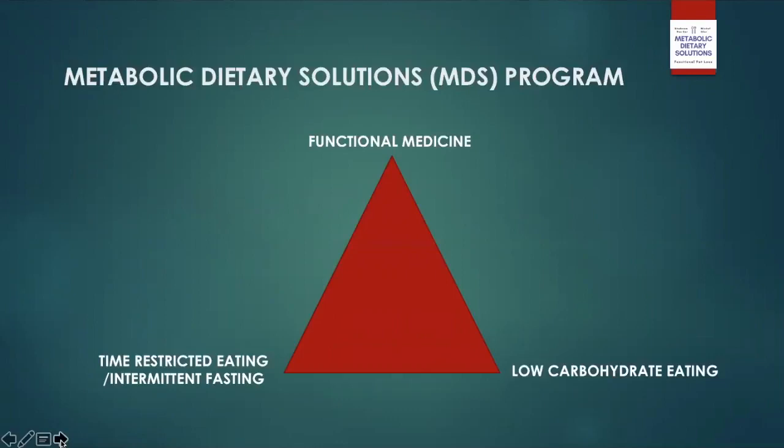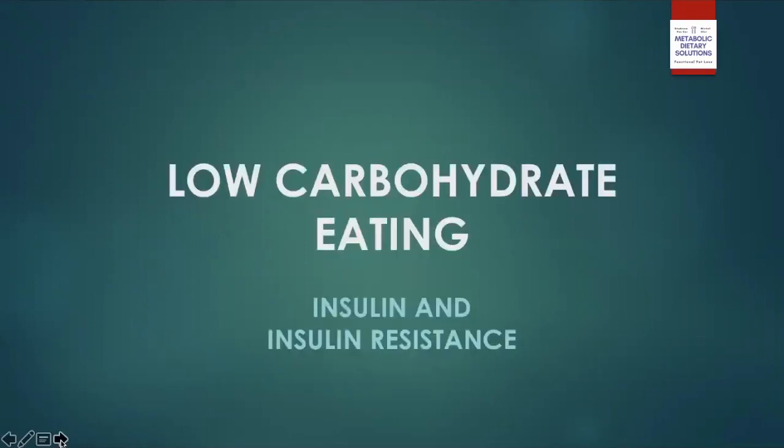So, what are the three basic components of the Metabolic Dietary Solutions program? There is functional medicine at the top. Then one component is time restricted eating or intermittent fasting and low carbohydrate eating. I'll briefly explain each of these components. So, why am I talking about low carbohydrate eating, and what is insulin resistance, and what is so important about the hormone insulin?